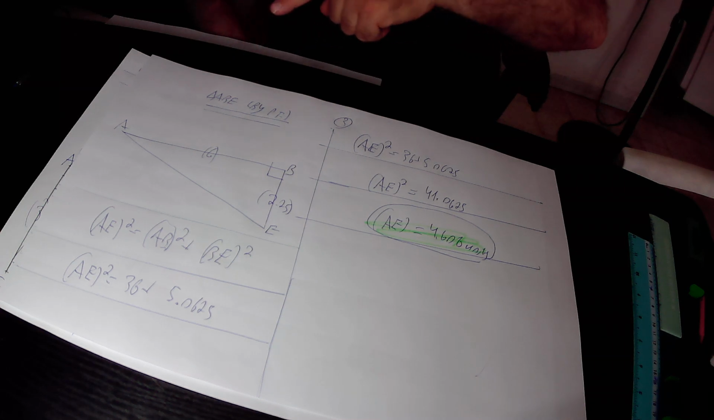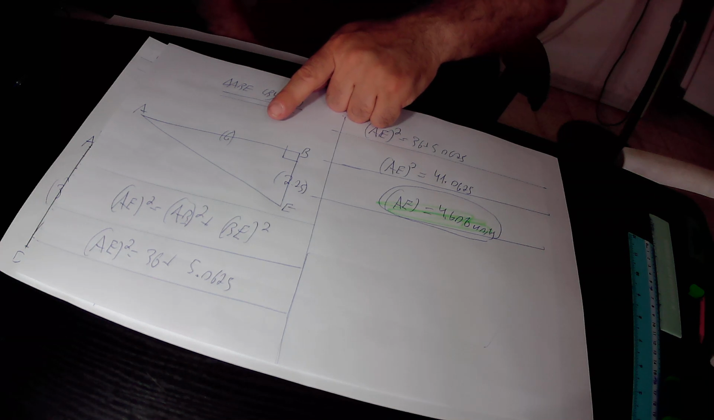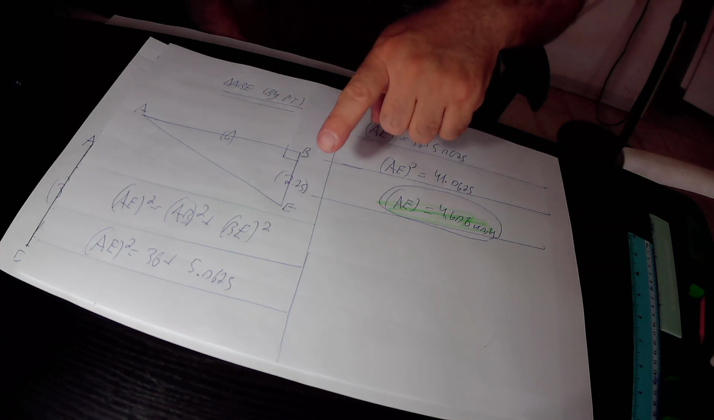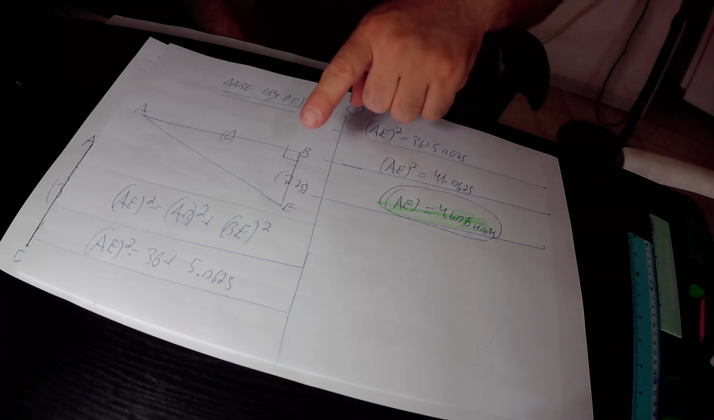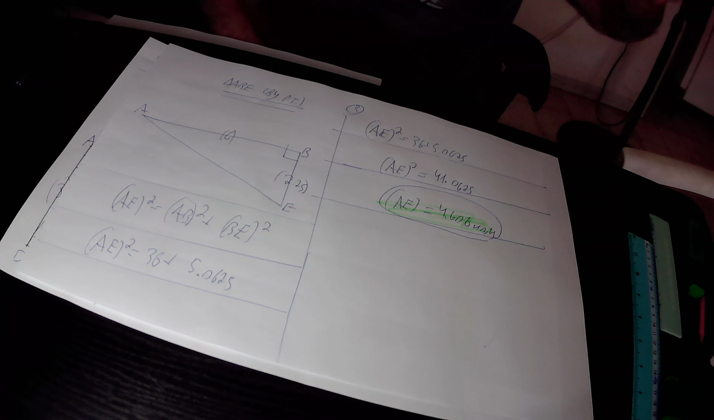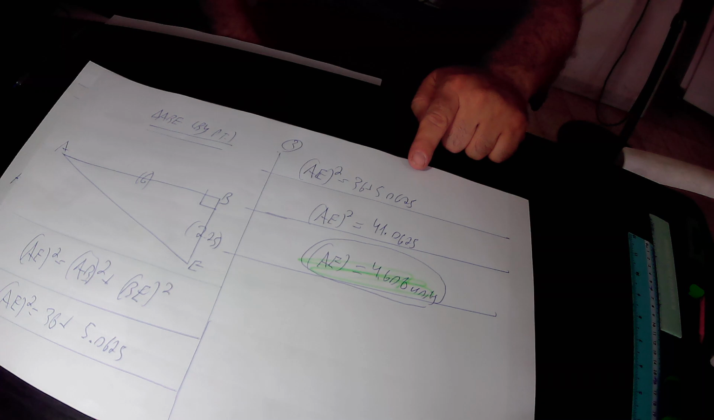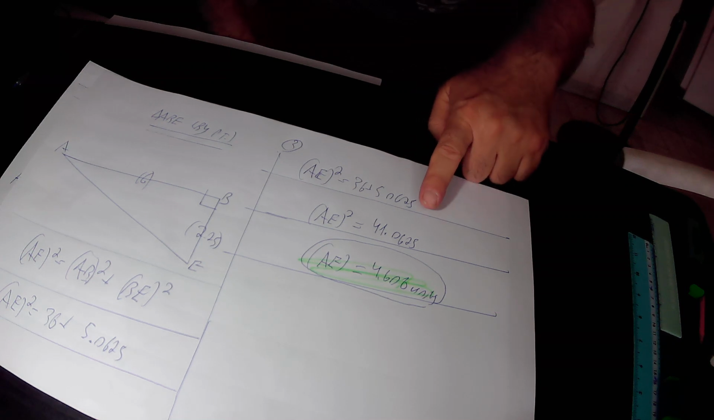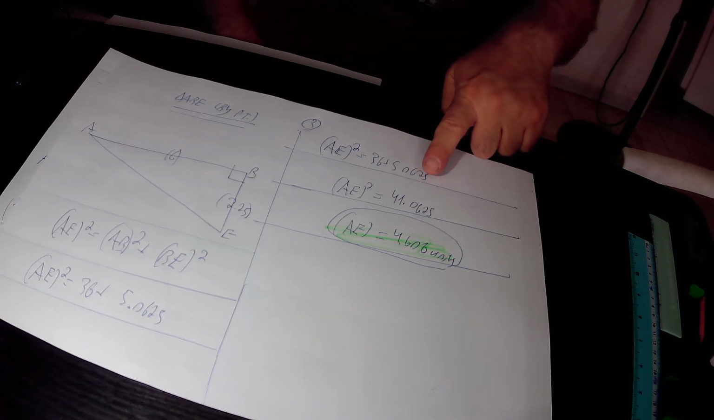AE is the missing side, so we leave it as it is, so AE square equals AB square. AB is 6, therefore AB square is 6 squared, that is 36, plus BE square. BE is 2.25, therefore BE square is 2.25 squared, that is 5.0625. So in total, AE square equals 36 plus 5.0625, which equals 41.0625. So in conclusion, AE square equals 41.0625.